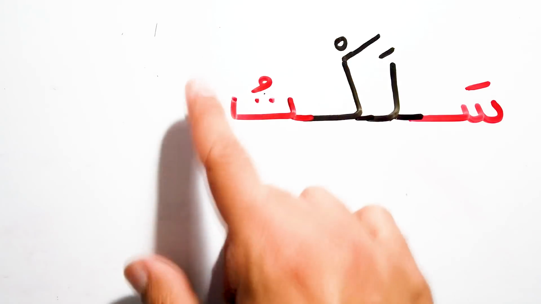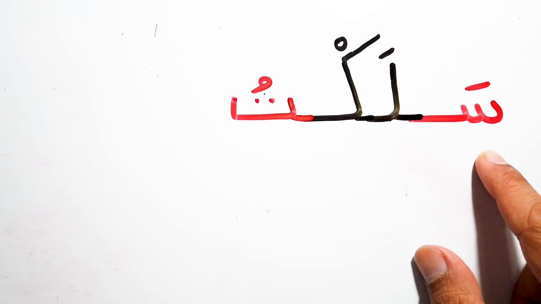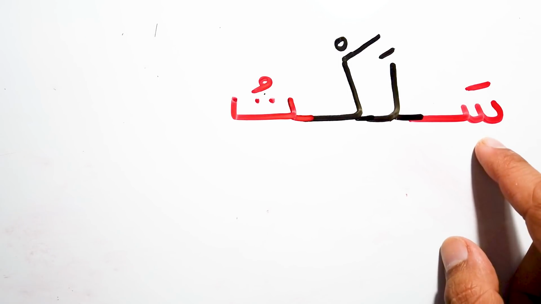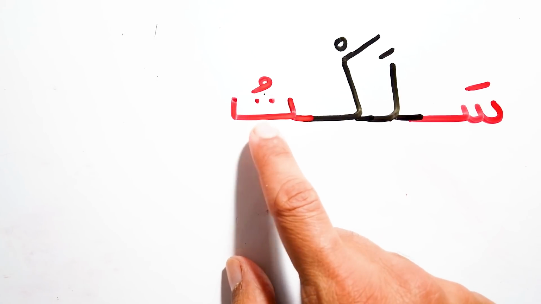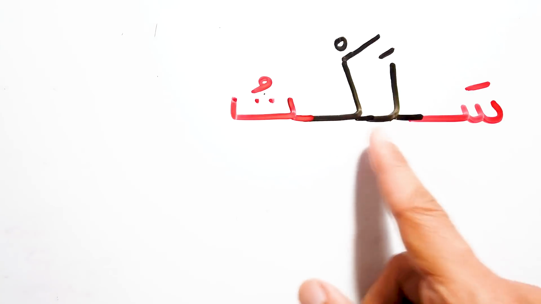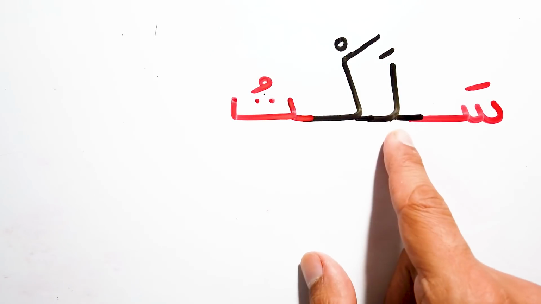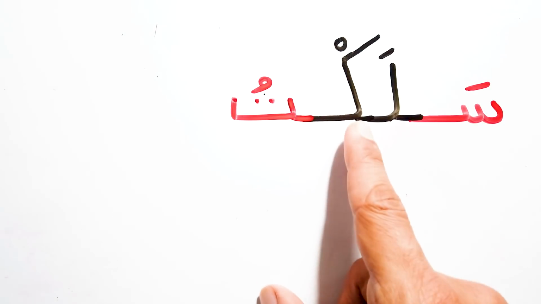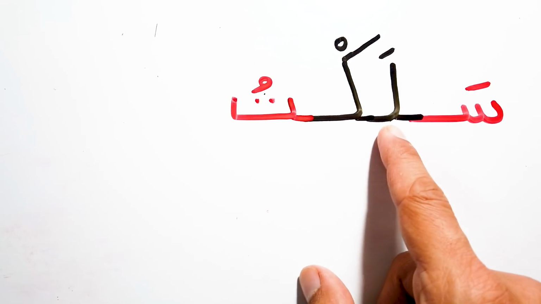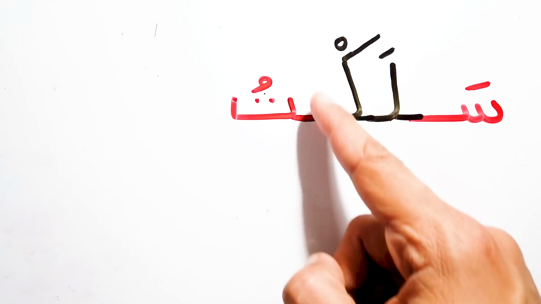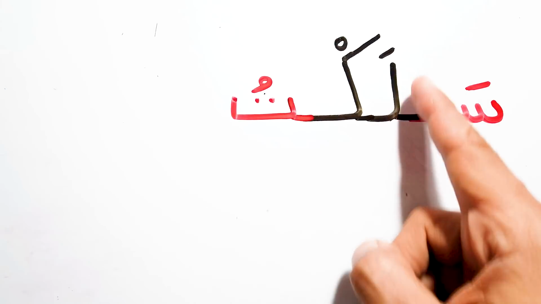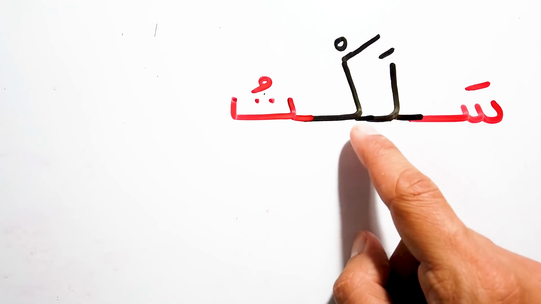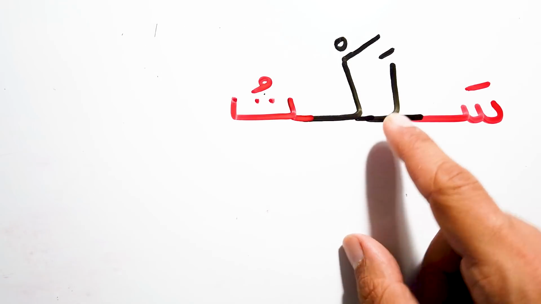سلكت. So we have this word. How many syllables are here? We have 1, 2, 3. In the first syllable we have one letter, se. In the last syllable we have one letter, tu. However, in the middle syllable we have two letters. Why? Because we have sukun on this letter. When we have sukun, we must connect this letter to the previous one and we pronounce both of them together in the same syllable. So that's why we say lek, not lek or lek. No, it is lek.